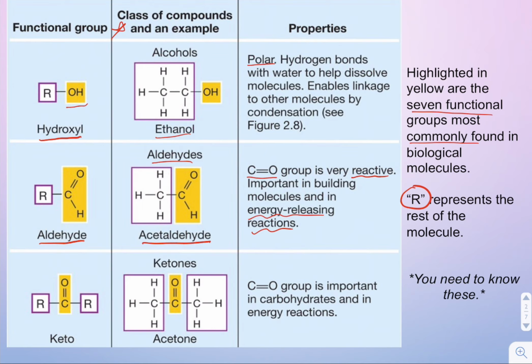The next one are ketones. So we have a carbon double bonded to an oxygen. So we have ketones, and an example here is an acetone. So a carbon double bonded to an oxygen group is important in carbohydrates and in energy reactions if it's in this arrangement.